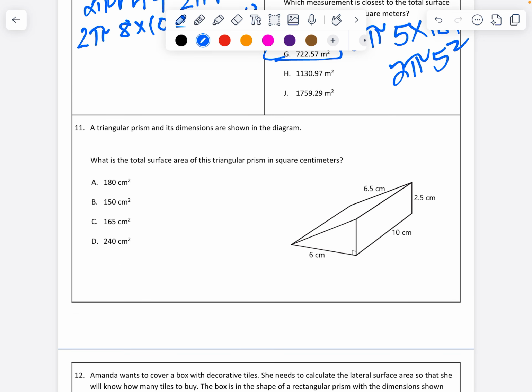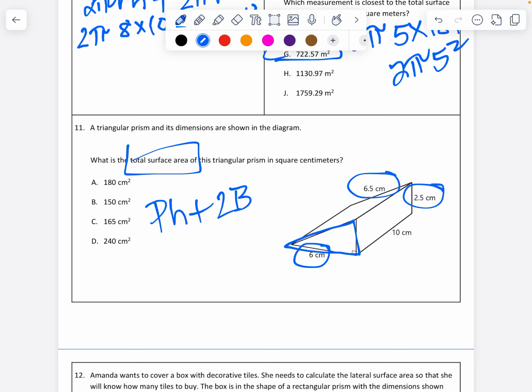All right, number 11, we have a triangular prism with the dimensions that are shown in the diagram. What is the total surface area here? It's going to be capital PH plus 2 big B. We have a triangle, so that means it's our base. So it's going to be 6, and then these numbers are going to come across, 6.5 and 2.5. Remember, the height is what connects our two bases. So 10 is what connects, so that's the height.